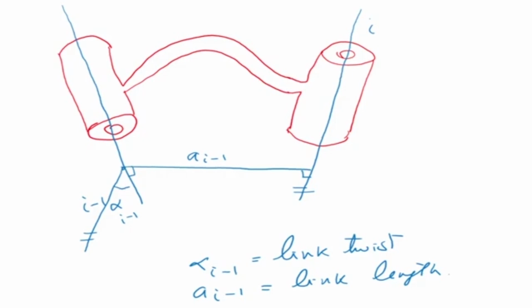Okay, so when we have a single link and we have two axes, then we see that there are two parameters which define the difference between these two axes. One is the link twist. What is the twist between these two axes? And the other is the link length. What is the perpendicular distance between these two axes? Okay, this is for one link.